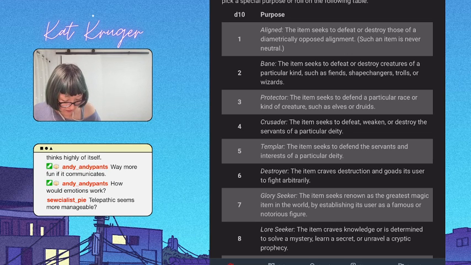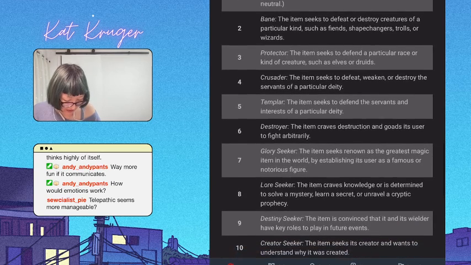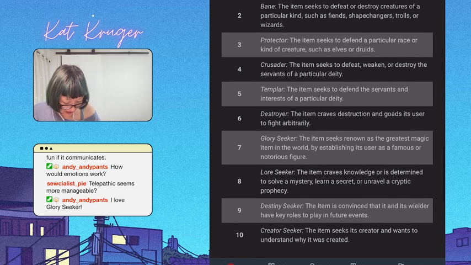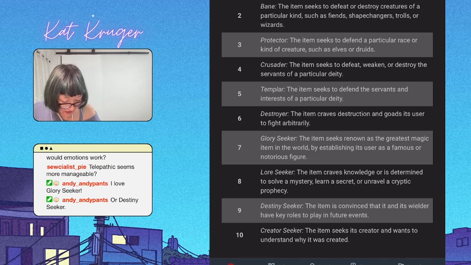Destroyer craves destruction and goads its user to fight arbitrarily. Glory Seeker seeks renown as the greatest magic item in the world. Lore Seeker craves knowledge or is determined to solve a mystery. Destiny Seeker, convinced that it and its wielder have key roles to play in the future. Creator Seeker seeks its creator and wants to understand why it was created. Oh, interesting. Gonna have to use that at some point. Destiny Seeker. Yeah.